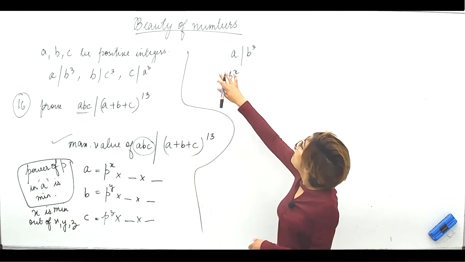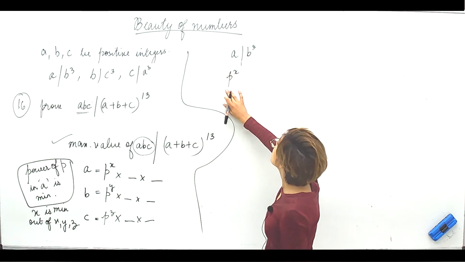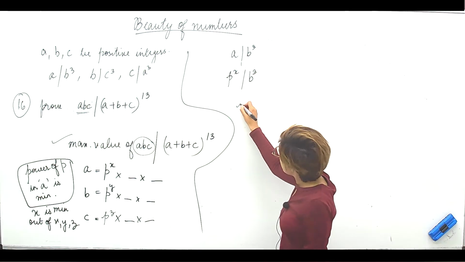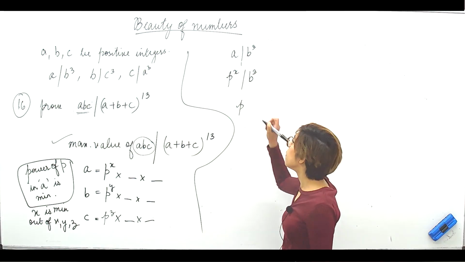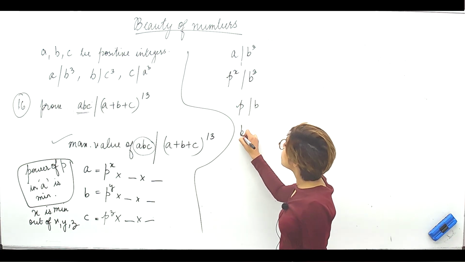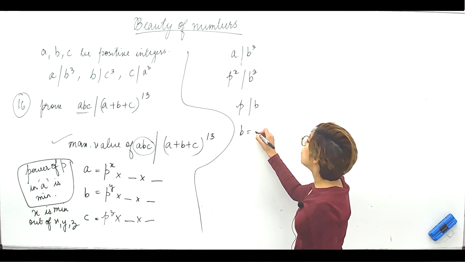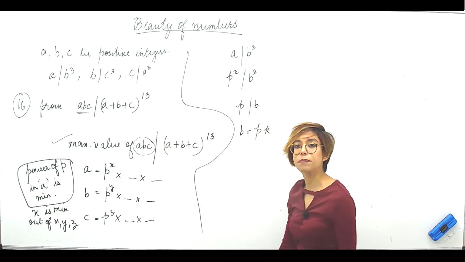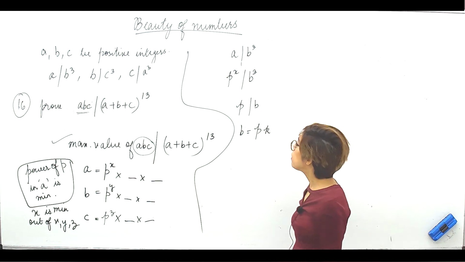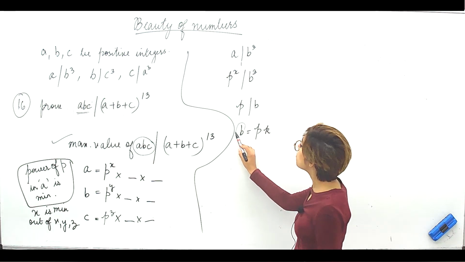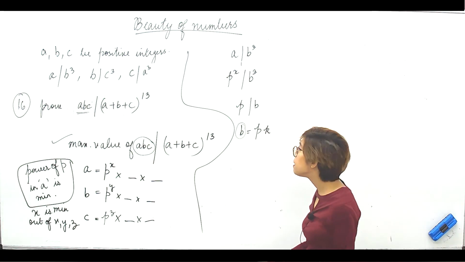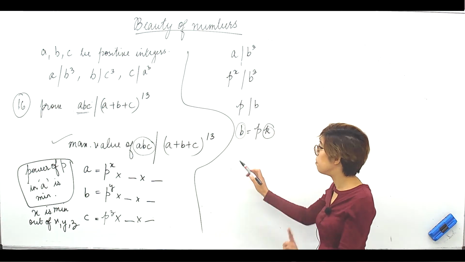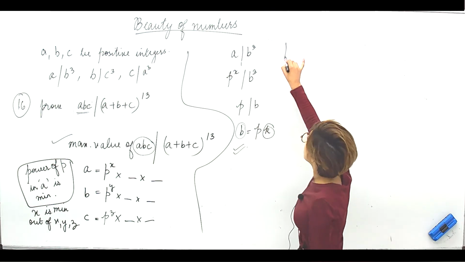Alright, now A divides B cube. That means P raised by X divides B cube. Right? Definitely, I pointed out P divides B. Right? That means B is of the form, what? P into something. Let that be K. Right? Now the thing is, I am interested in the maximum value of B. That means I am interested in the maximum value of K. Okay, so I know my aims. What are they? Right? Okay, next thing.